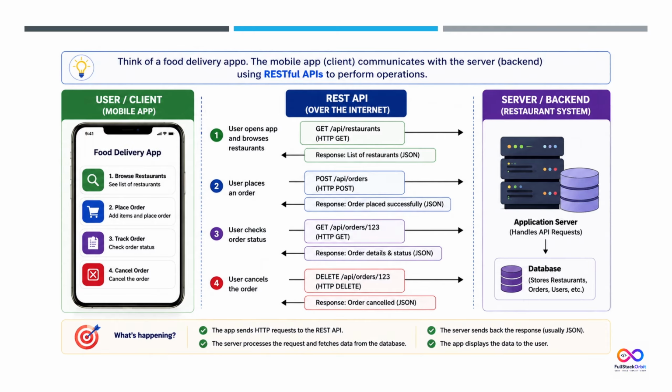In the third step, the user checks order status. The app sends GET /api/order/orderID. The API returns order details and current status. In the fourth step, the user cancels the order. The app sends DELETE /api/order/orderID. This API removes or cancels the order and returns the response. So in this example, we can clearly see how REST APIs use resource-based URLs, HTTP methods, stateless communication, and JSON responses to perform operations efficiently.